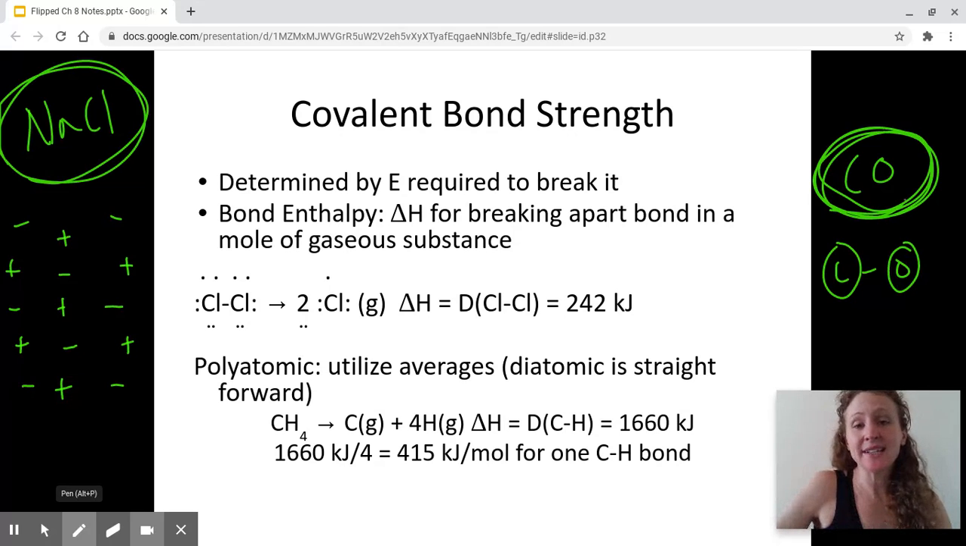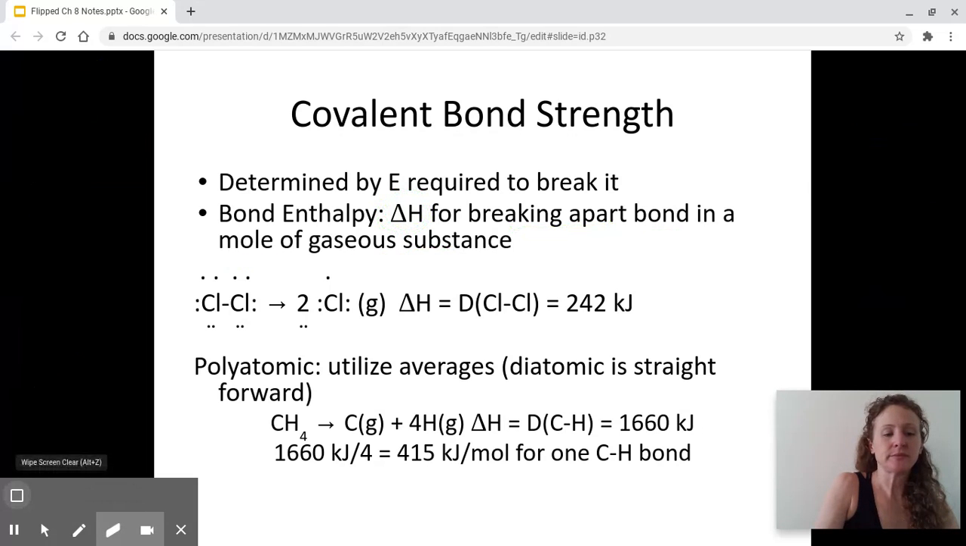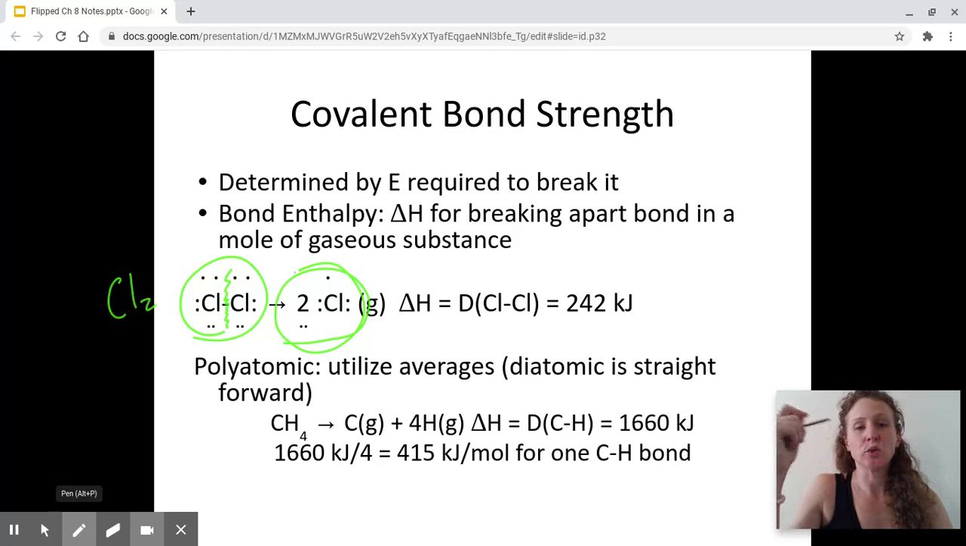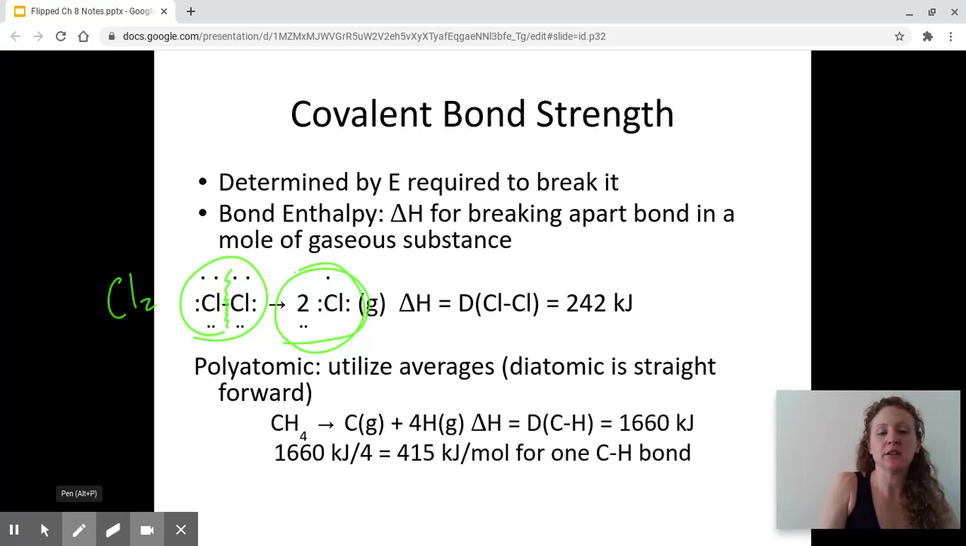Okay, so bond enthalpy is our last topic to talk about. It's the enthalpy required to break apart a bond for 1 mole of a gaseous substance. So, for example, we have atomic chlorine here, the chlorine-chlorine molecule. So we're breaking this bond in the middle of the two, and we're breaking it into 2 individual chlorine atoms. The enthalpy required for this is 242 kilojoules.